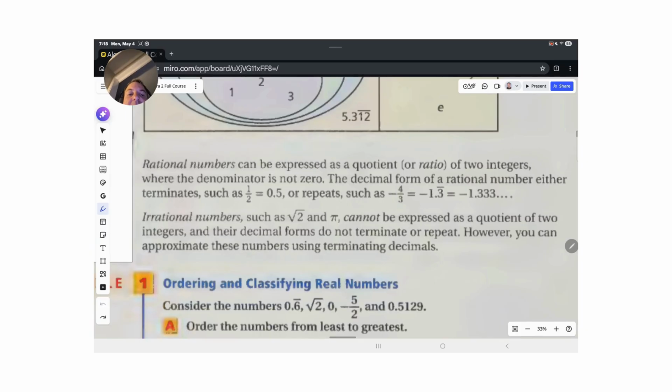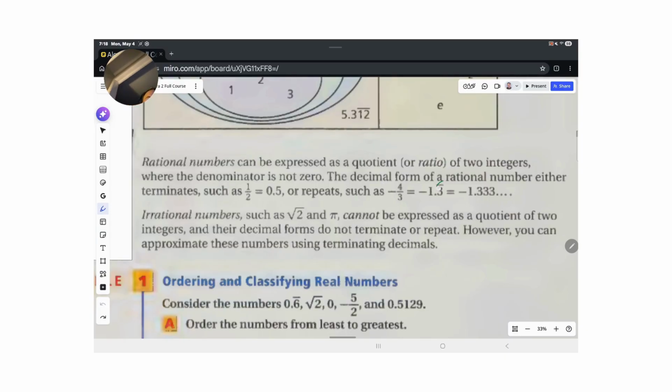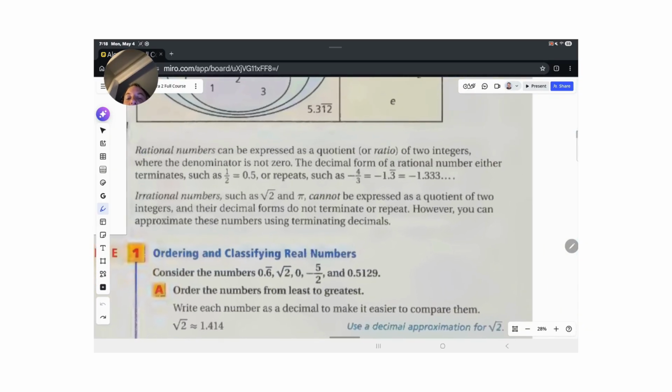Rational numbers can be expressed as a quotient or ratio of two integers where the denominator is not 0. The decimal form of a rational number either terminates, such as 1/2 equals 0.5, or it will repeat, as in -4/3 equals -1.33333 forever with our repeater bar over that. Irrational numbers such as the square root of 2 and pi cannot be expressed as a quotient of two integers, and their decimal forms do not terminate or repeat. However, you can approximate these numbers using terminating decimals.